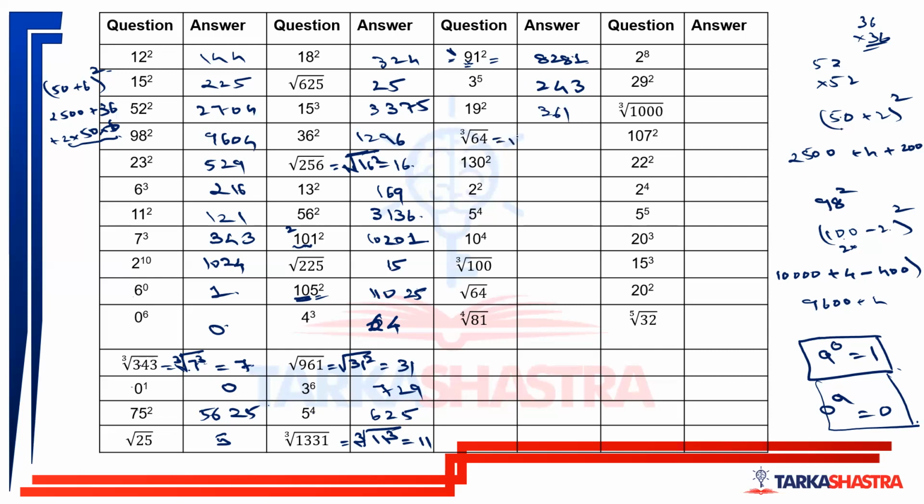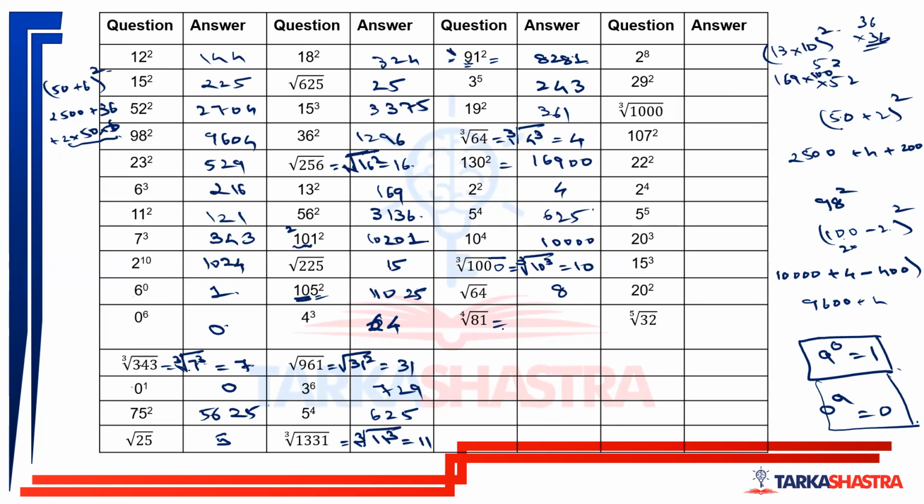The cube root of 64 is nothing but the cube root of 4 cube, which is 4. Then we have 130 square. We can do it like this: 13 into 10 square. 13 square is 169, 10 square is 100, so 16900. 2 square is 4, 5 raised to 4 is 625, 10 raised to 4 is 10,000. The cube root of 1000 is the cube root of 10 cube, which is 10. Then the square root of 64 is 8, because it is 8 square.